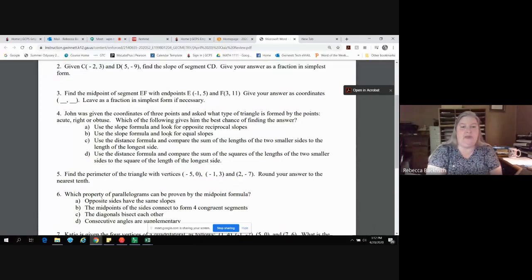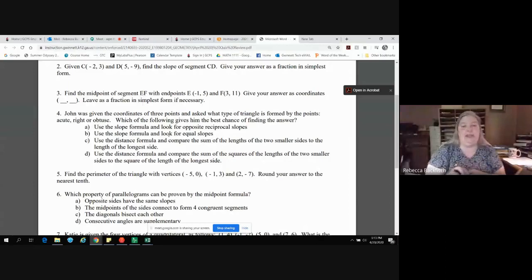The only thing A or B would help me find is if I had opposite reciprocal slopes, it would help me see that it was a right triangle. But it wouldn't tell me if it was an obtuse or acute if it's not right. I would just know it's not right. Okay? So the best chance of finding out whether it's acute or right or obtuse comes from something that would tell me all three of them, not just something that would tell me whether or not it's right.